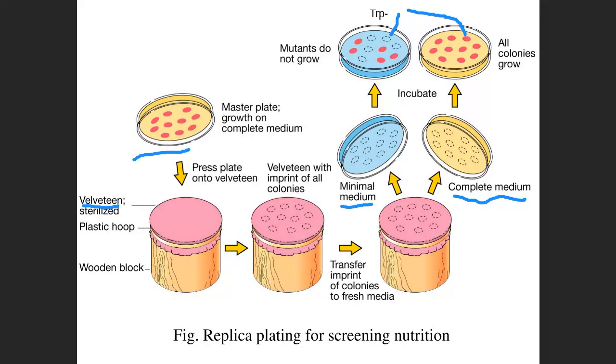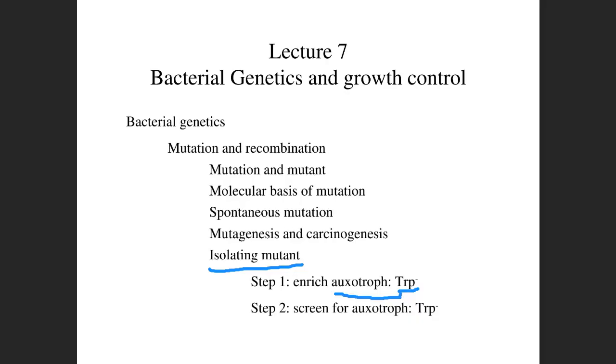However, that's 10. If you have 10 colonies, you can test them. But what about 1 in a million? Let's go back to this part. The challenge here is 1 in a million, remember? So in order to reduce the number, naturally it's 1 trp minus in 1 million trp plus, right?